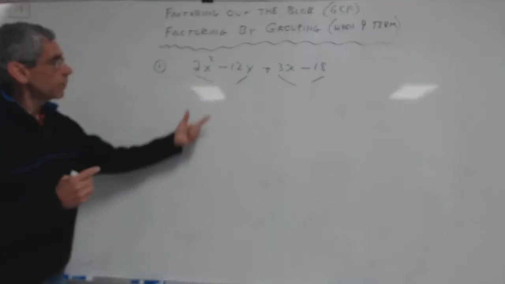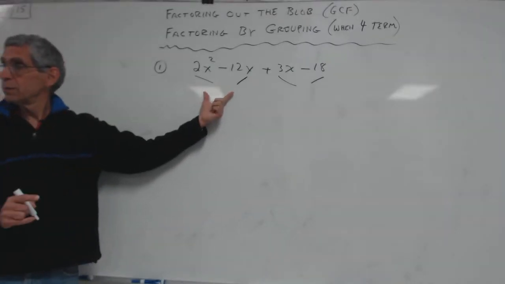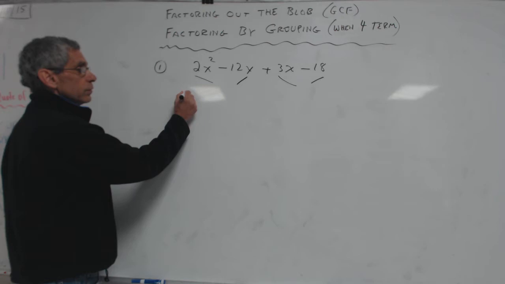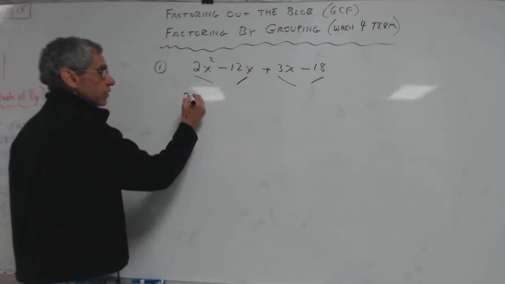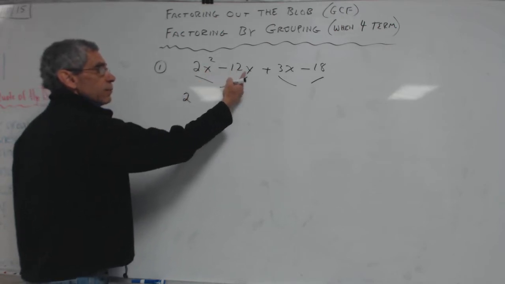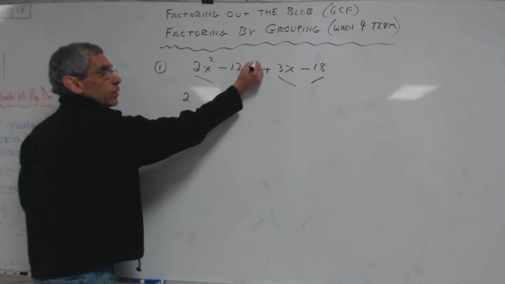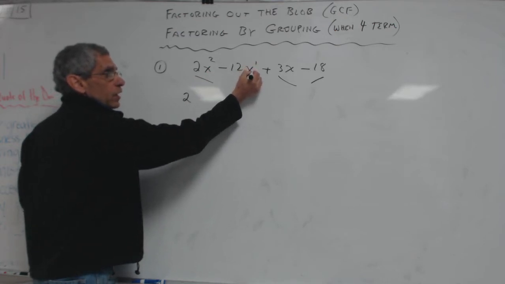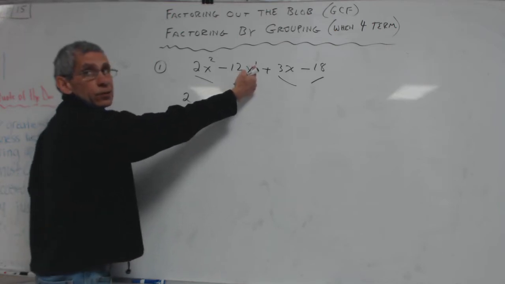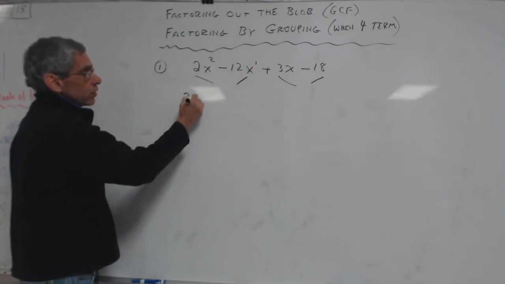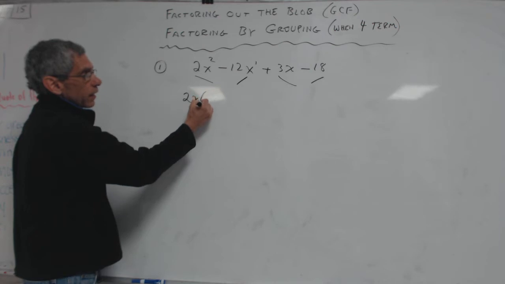Okay? So what's my greatest common factor in this group? 2 and what else? X. 2 and the x. Since they both have x's in common, you choose the one with the smaller exponent. And if it doesn't have an exponent, it has an exponent of 1. So we're gonna factor out an x.